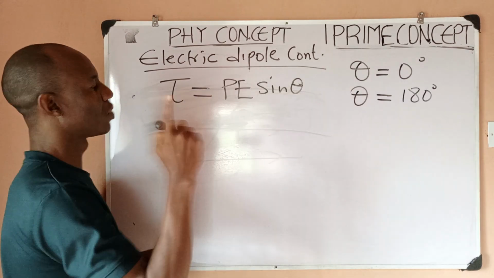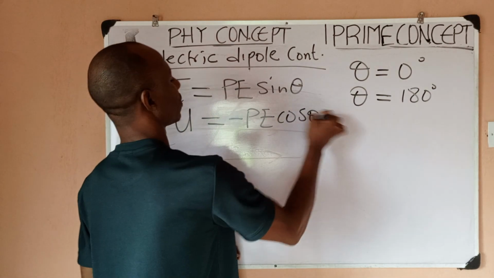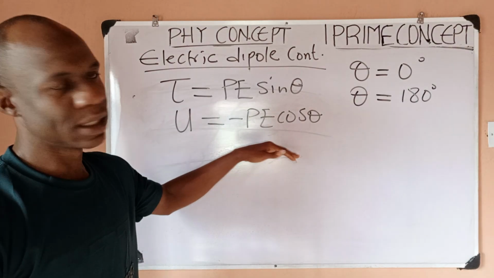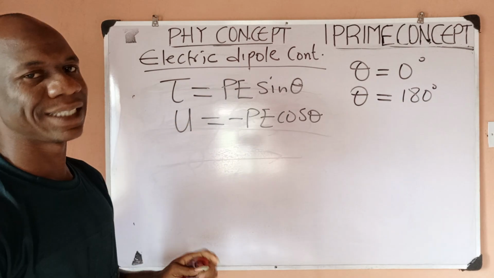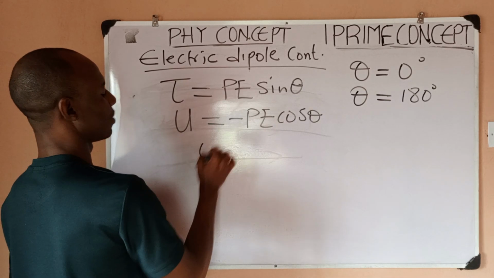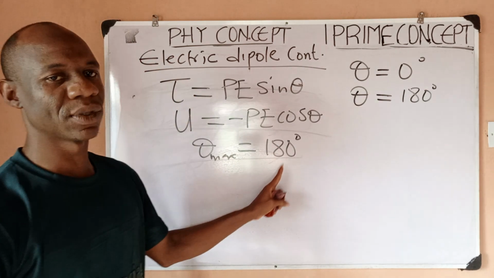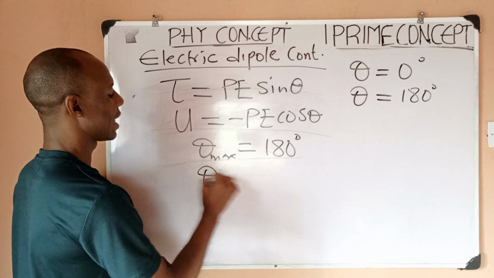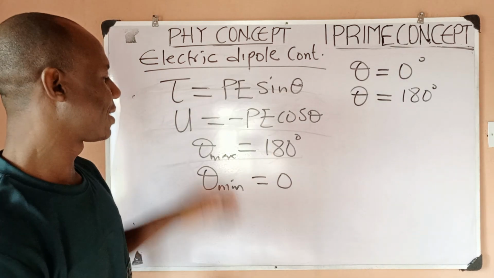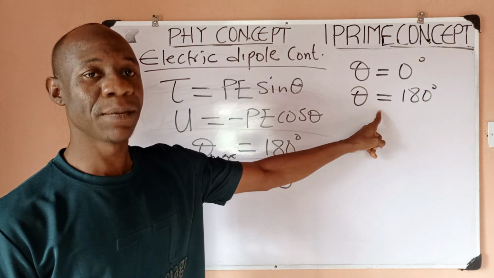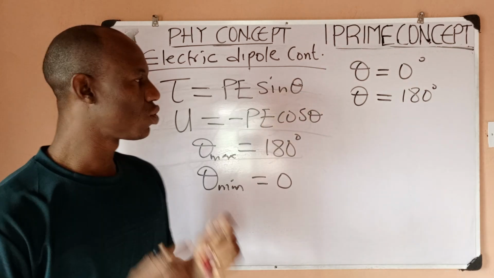We also established the formula for potential energy: U equals minus PE cos theta. Some persons may get it wrong here. If you are asked when you get the maximum potential energy, it is attained when theta is equal to 180 degrees. The lowest potential energy you get is when theta is equal to 0. That is to say, you get maximum potential energy at the unstable equilibrium position and minimum potential energy at the stable equilibrium position. Do well to note this point.